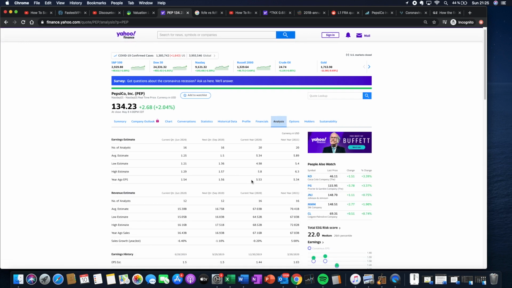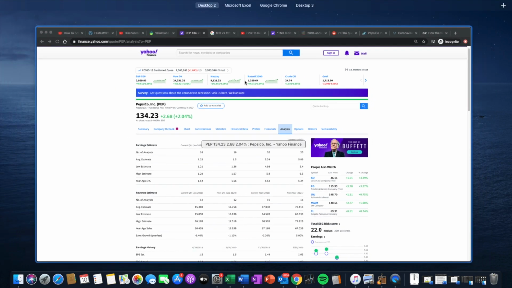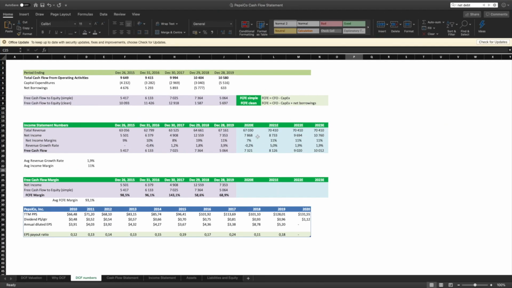And we can see here that there are 16 analysts currently covering the revenue estimate for the year 2020 and the year 2021. PepsiCo has an average estimate of total revenue of 67 billion US dollars for the current year and 70 billion for the next year. And so I just went ahead and pulled those numbers in here.